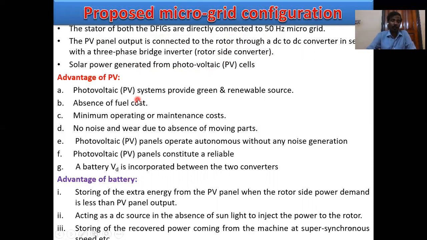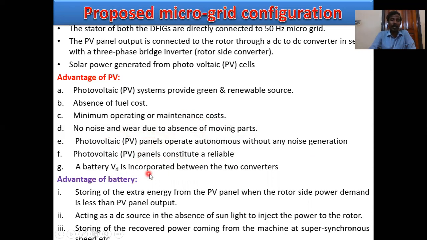What is the advantage of PV? Photovoltaic systems provide green and renewable sources. There is an absence of fuel cost, minimum operating and maintenance cost, and no noise and wear due to the absence of moving parts. Photovoltaic panels operate autonomously without any noise generation. Photovoltaic panels constitute a reliable source.